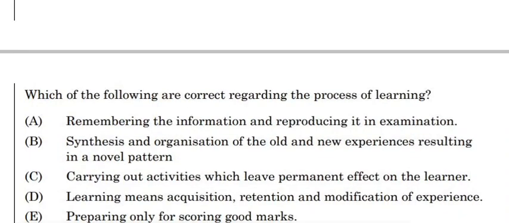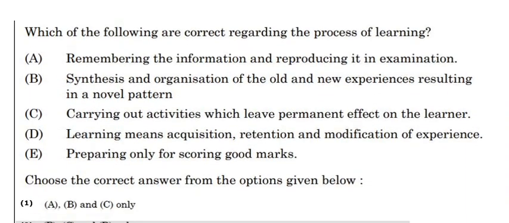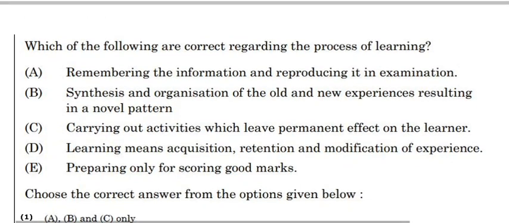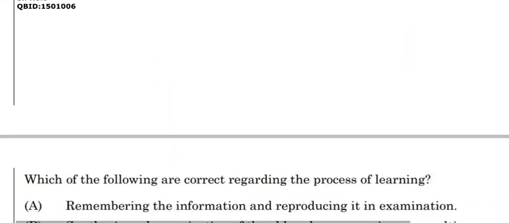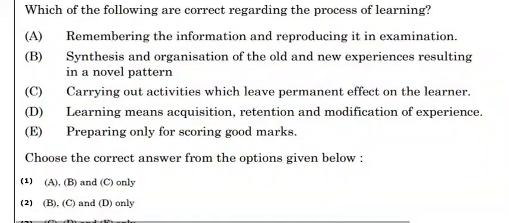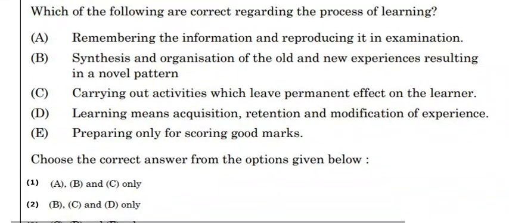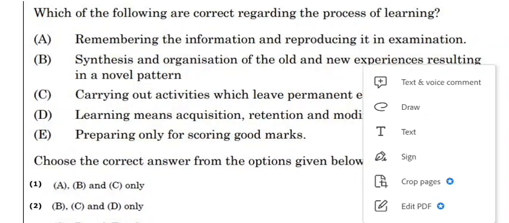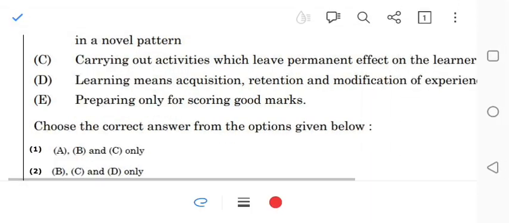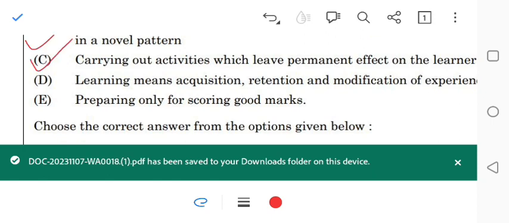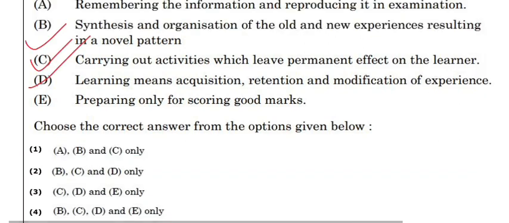The first question is, which of the following are correct regarding the process of learning? Number six, it will be option B. That means B, C and D. After marking, then only I will try to explain. Read it, okay? B, C and D.